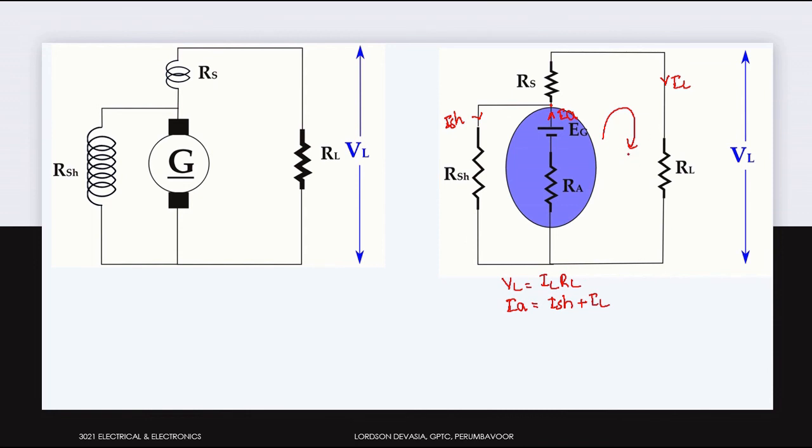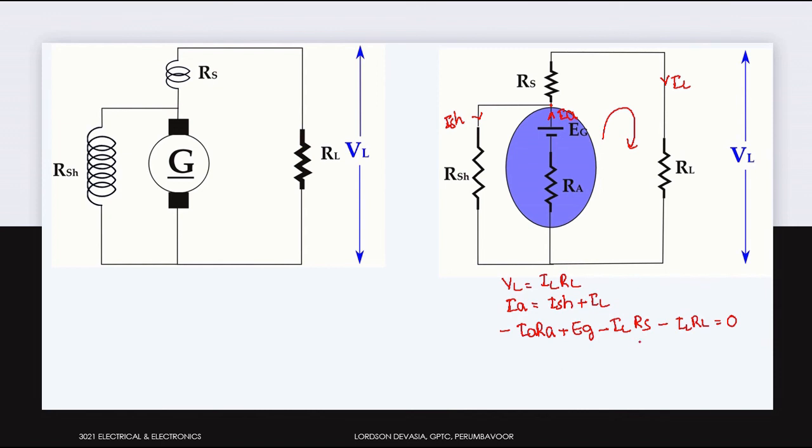Then apply Kirchhoff's voltage law in this loop. Starting from RA, it is a drop. So we can write minus the current through RA, which is IA, so minus IA RA. Then the generated EMF plus EG. Then the resistance in this path is RS, and the current through it is IL. So we can write minus IL RS, minus, again there is a current IL through RL, so there is a drop, that is IL RL, equal to 0.